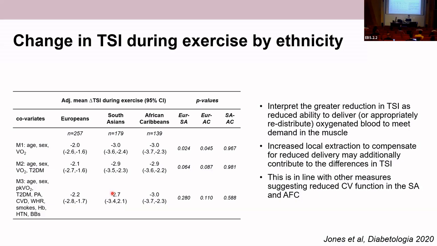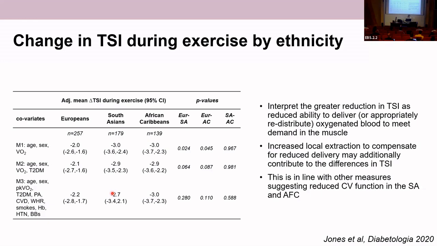So we interpreted this greater reduction in TSI as a reduced ability to deliver or to appropriately redistribute oxygenated blood to meet the demands in the muscle. And we could also have an increase in extraction, which would compensate for the reduced delivery, and that might also contribute to our TSI signal or our TSI differences.